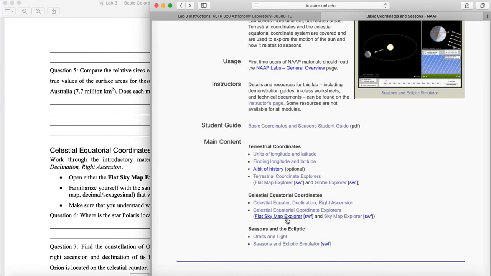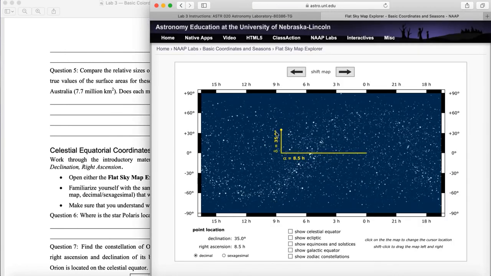But I mentioned this before, but let's see, right? I'm going to show you both of them, and it's going to be ultimately up to you which you prefer. All right, so this is the flat sky map.